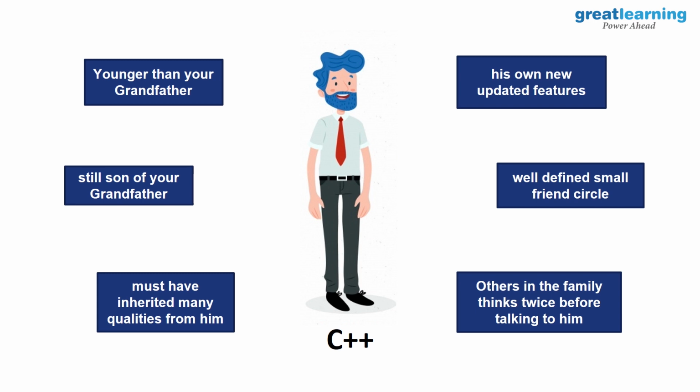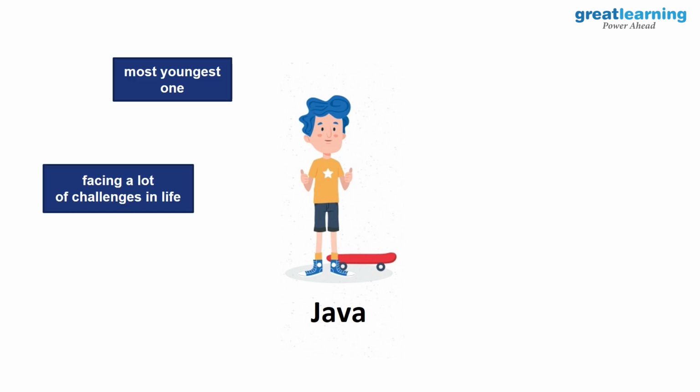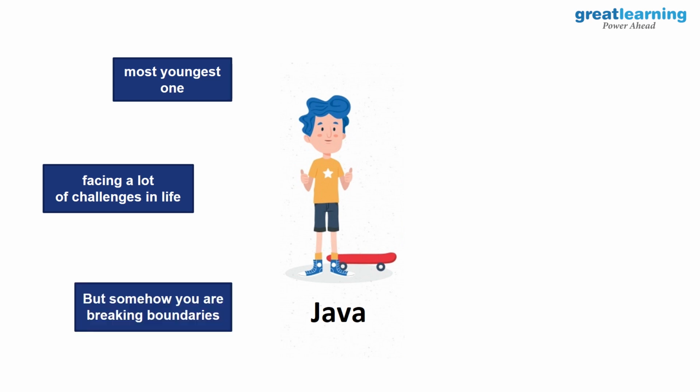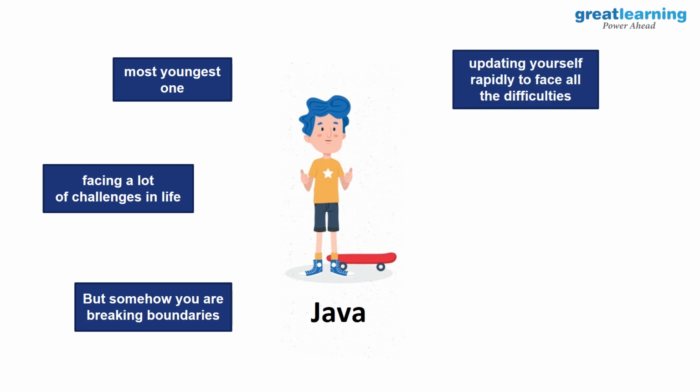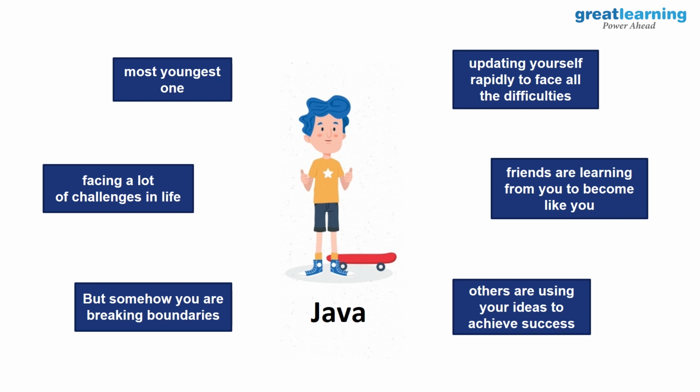Let's go ahead and see what we have to say about you. The youngest in the family, facing a lot of challenges in life, be it in school, college or company, but somehow you are breaking boundaries to always be on top. You are updating yourself rapidly to face all the difficulties and you talk to everybody around. Many of your friends are learning from you to become like you. And some other students who are jealous of you are using your ideas to achieve success, which is in a way making you famous.